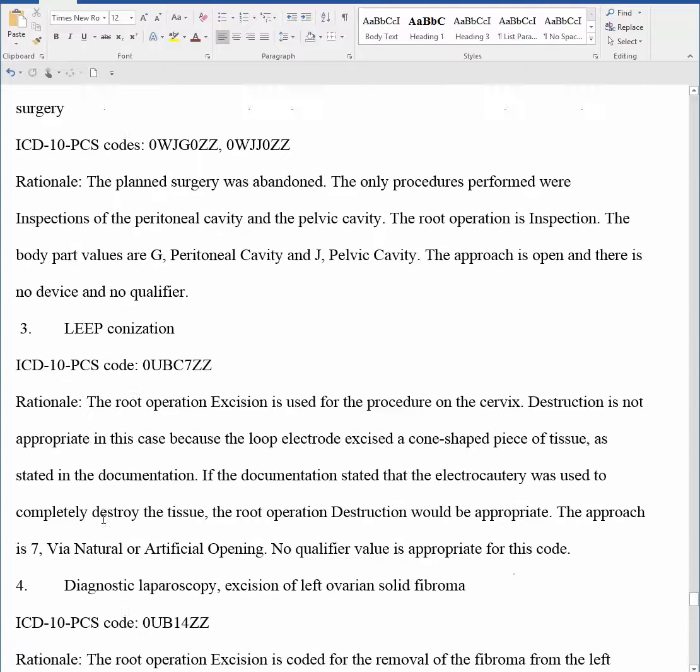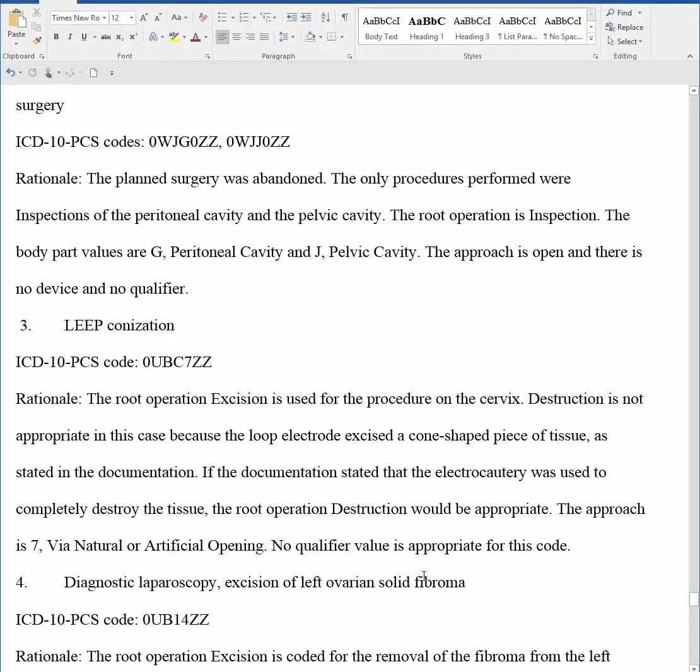Number 3 is a LEAP procedure. Again, this is typically a procedure that's done to take out a bigger piece of tissue of the cervix. This patient has moderate dysplasia, but they're not taking out all of the cervix. So the root operation is excision, anatomical location is cervix.